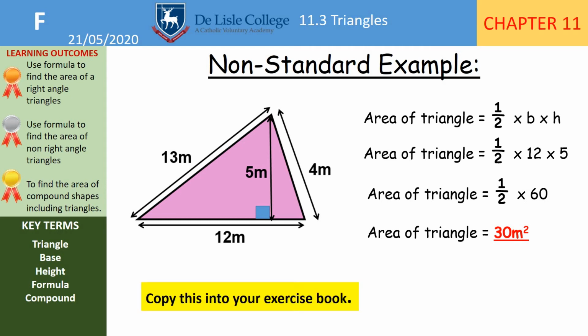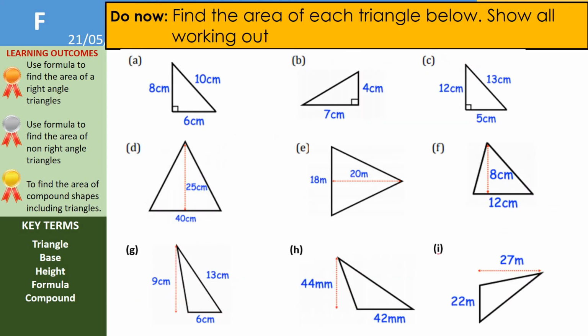Okay, again, you might want to copy that one in your book as a non-standard example. Notice we haven't used the 13 metres or the 4 metres. I think that's got to be bigger than the 5. But we haven't used those measurements at all. In maths parlance, we call that redundant information. And yes, they do include those things on your exam. So let's learn how to deal with them. Ignore them.